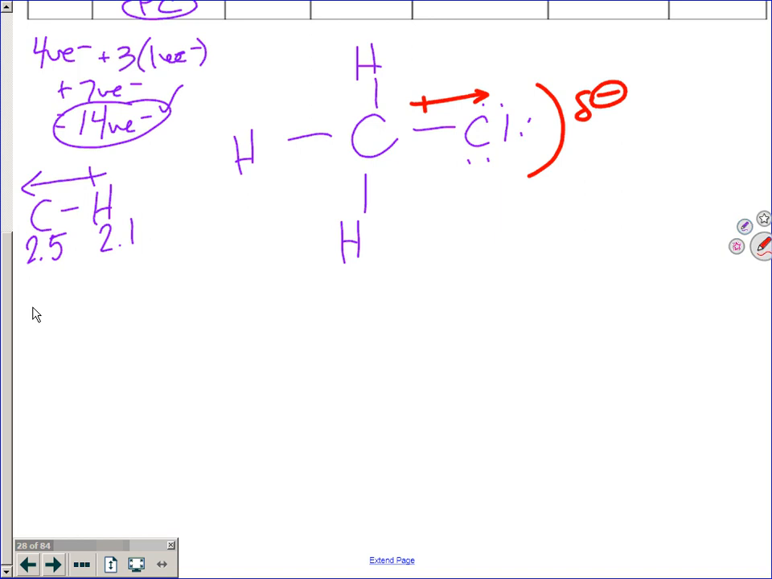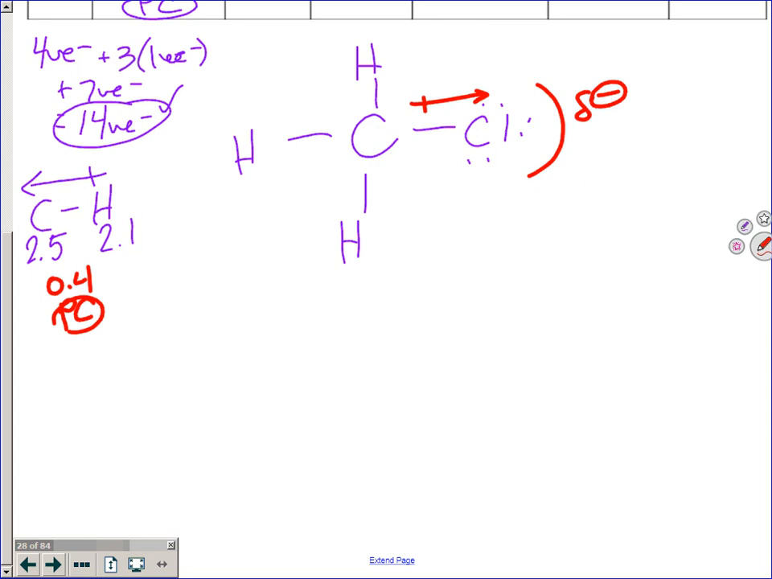Oh, sorry. And why did I do that? I skipped that step. This difference was what? 0.4 is the difference, and that's right in the polar covalent region. It's right on the line between polar covalent and nonpolar covalent, according to the key. So you just have to bear with me now, okay?